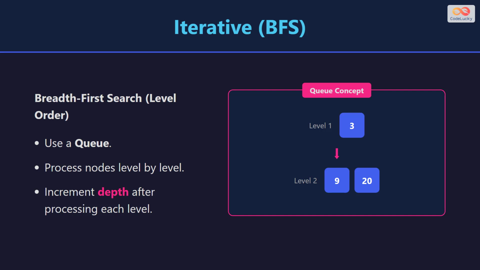An alternative approach is to solve this iteratively using breadth-first search or level-order traversal. Here, we use a queue to process the tree level by level. We start with the root, then process all its children, then their children, incrementing a depth counter each time we complete a full level.